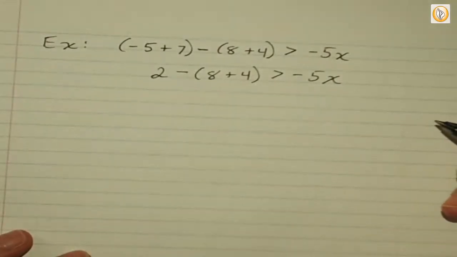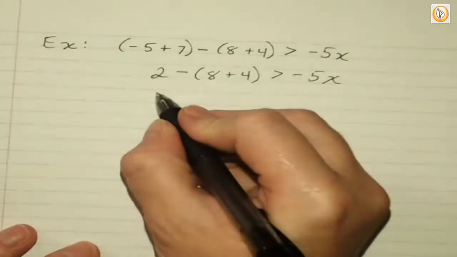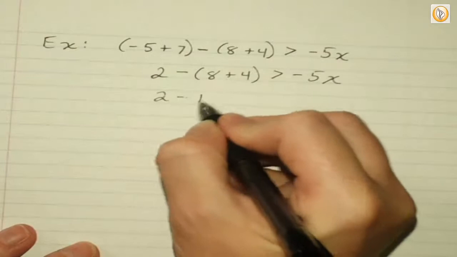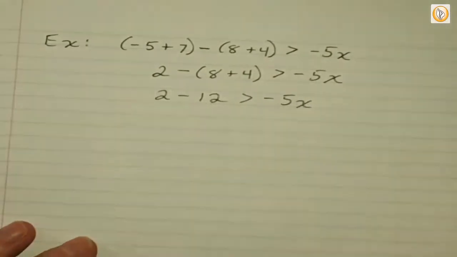What's the next thing I do? Someone else. Natalia, you add 8 and 4. What do you get? 12. So I'm going to rewrite my problem. 2 minus 12 is greater than negative 5x.